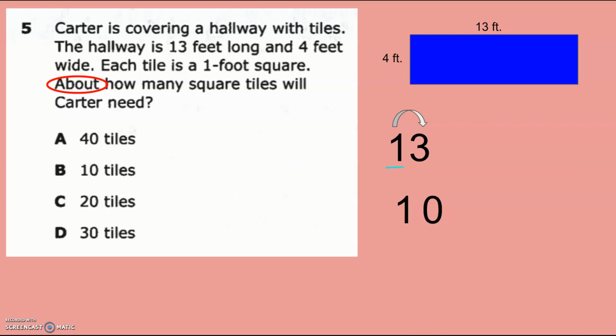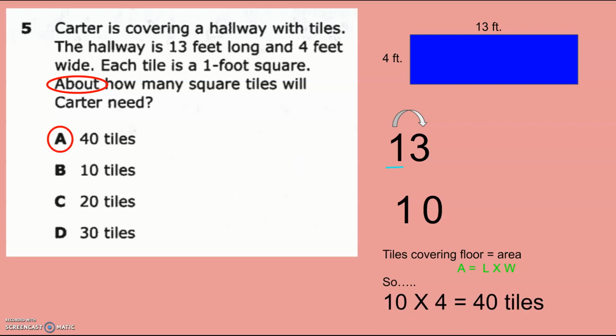Now, if I'm doing the hallway with tiles, that tells me that I'm doing area. So the formula for area, remember, is length times width. So if my new length is 10 and my width is 4, I know that I'm going to be multiplying 10 times 4 to equal 40 tiles.